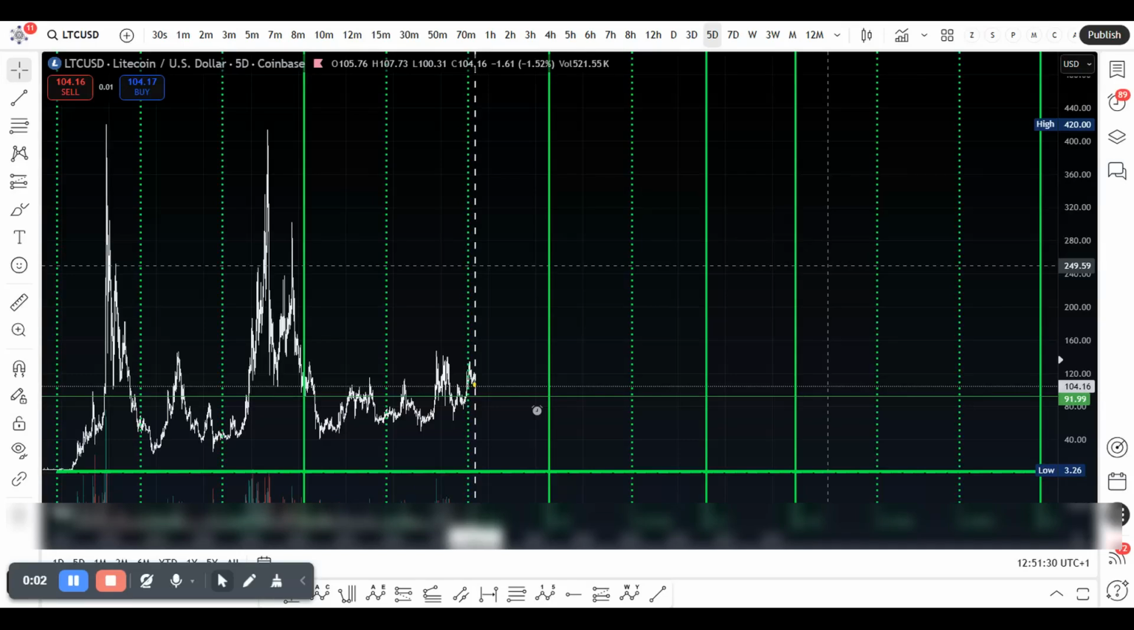Hi guys, just wanted to make this video in regards to how I trade cycles of time. First of all, I want to start off with this is the Litecoin chart, and at the moment it's on the 5-day bar chart. So the green lines are high time frame cycle.